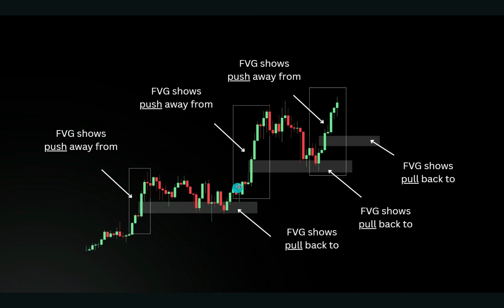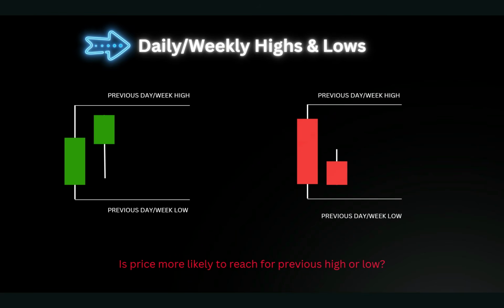Then we get another big displacement to the upside. It forms another fair value gap. We wait for price to come back into that fair value gap, and we can look for another entry. Fair value gaps and displacement come hand in hand, and this is a very key component you can use to your advantage. Another key level is using our daily and weekly highs and lows.